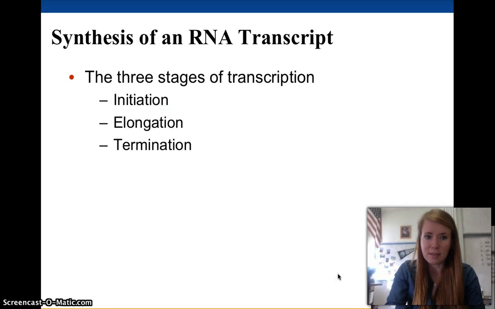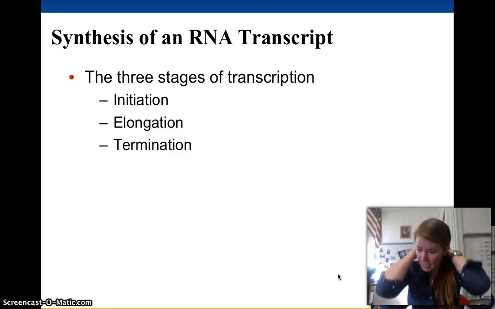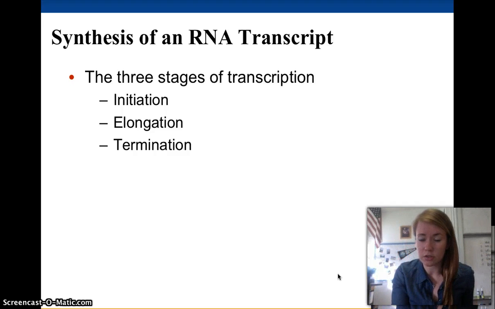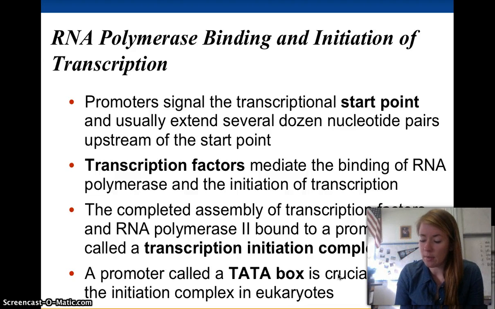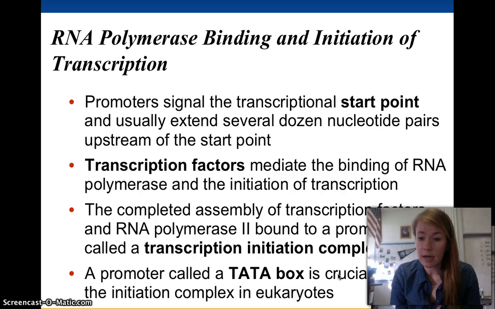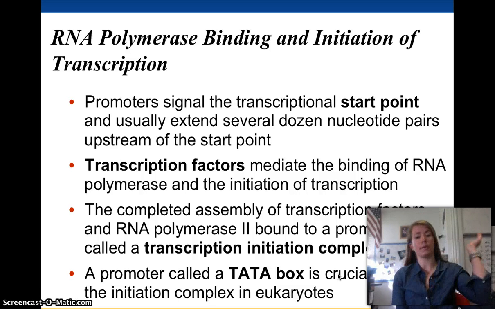So that was the overview. Now let's talk about it. There's 3 stages, just like I said: initiation, elongation, and termination. And so we need this promoter region, like I was talking about, for RNA polymerase to know where to start. And so it's usually a section of DNA, and it's several dozen nucleotide pairs. And it has a very specific start point in it.